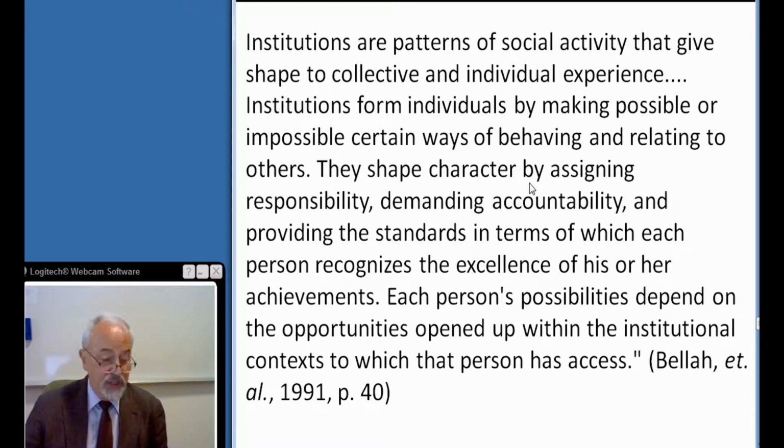Of course, there are many definitions of institutions. I like the Belloc formulation as a pattern of social activities that shape the collective and individual experiences, and they show individuals what is possible or impossible, the way of behaving in relation to others. They also assign responsibilities, demand accountability, provide standards. And so they create the venues for individuals to develop and grow up.